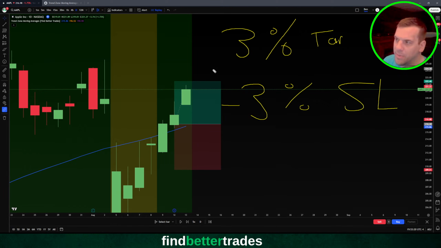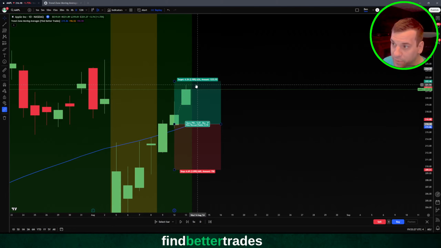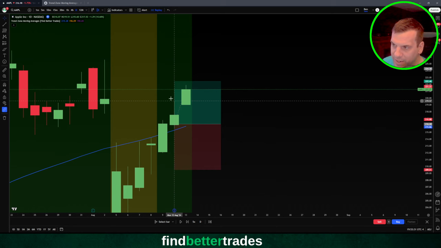Those are the two that you'll be paying attention to. You can use TradingView pretty easily to do this. So this is 3% down, 3% up. Let's go ahead and see how this played out.